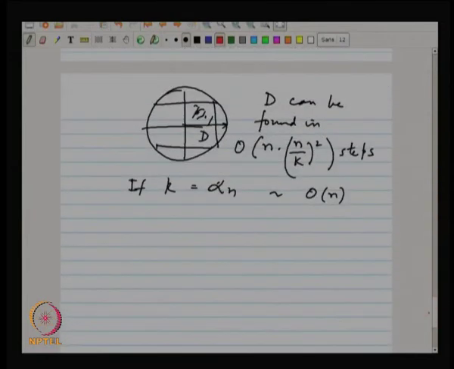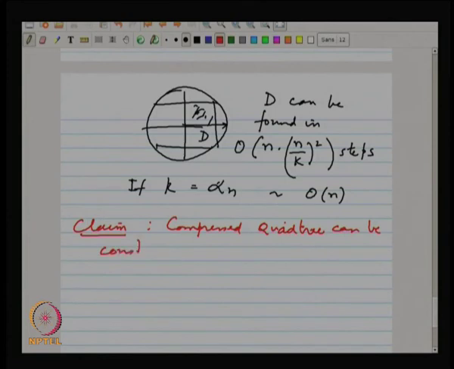the compressed quadtree. So, claim: the compressed quadtree can be constructed. Okay, let me conclude here today.